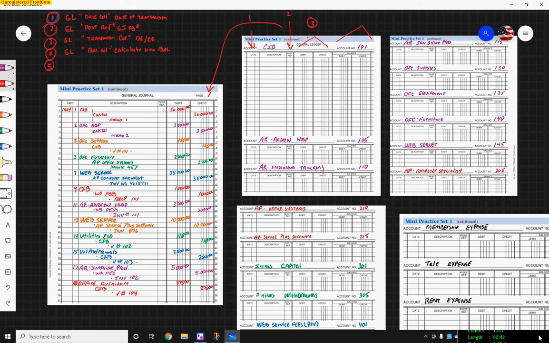And number 5, what's the 5th step here? Easy enough. We go back to the general journal. What form? General journal. Where on the form? Post reference column, right? That's this right here. What goes in there? The general ledger account number posted. These are the 5 steps for posting a transaction.